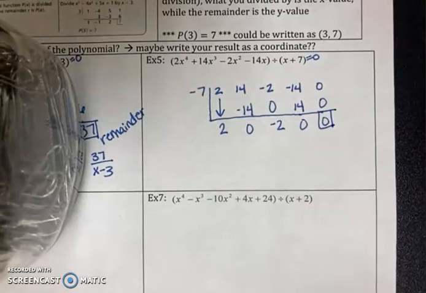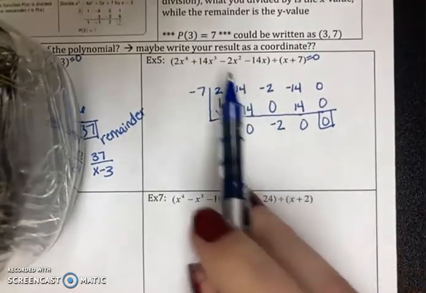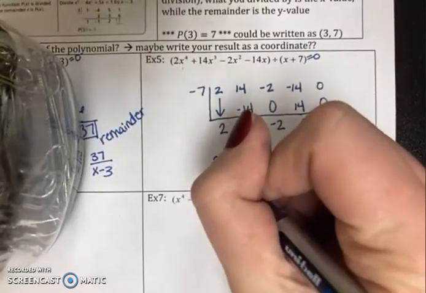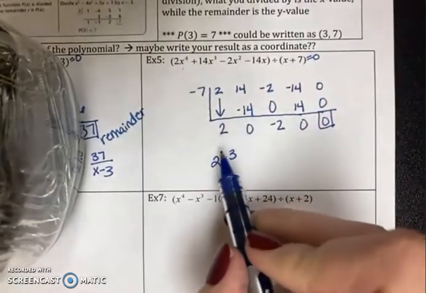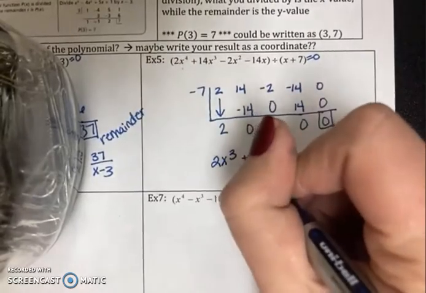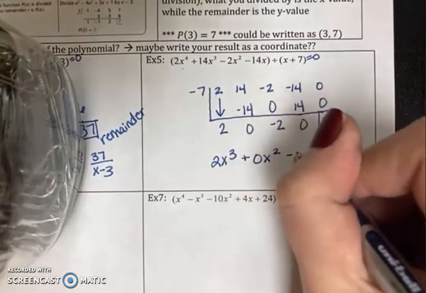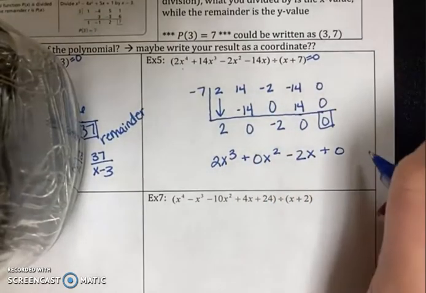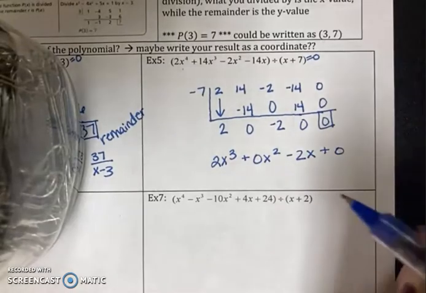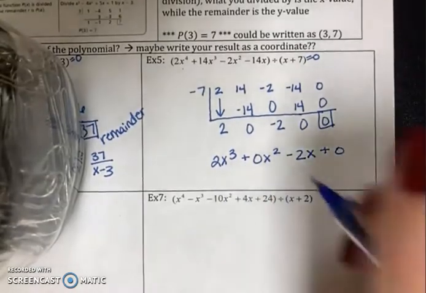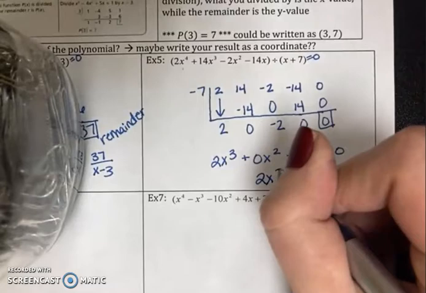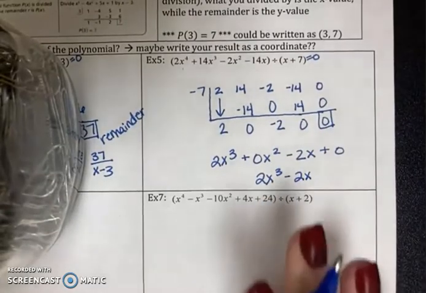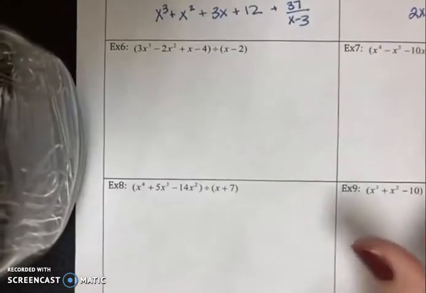So now, these are my new coefficients. I started with x to the 4th power, which means now I'm starting with 2x cubed. I have 2x cubed plus 0x squared minus 2x plus 0. And I have no remainder, so I don't have to write anything there. This is not the simplest form. I honestly would just leave it as 2x cubed minus 2x. That's our final answer. Let's try it once again.